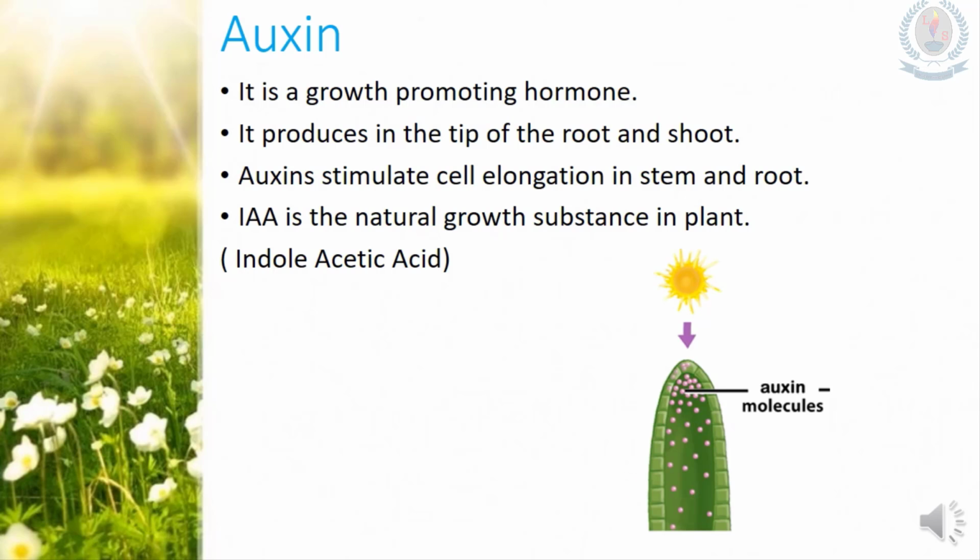IAA is the natural growth substance in plants. IAA means Indole Acetic Acid. It is used as an artificial growth substance that is naturally there in auxin.